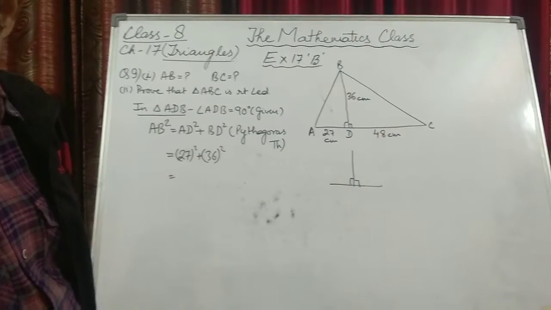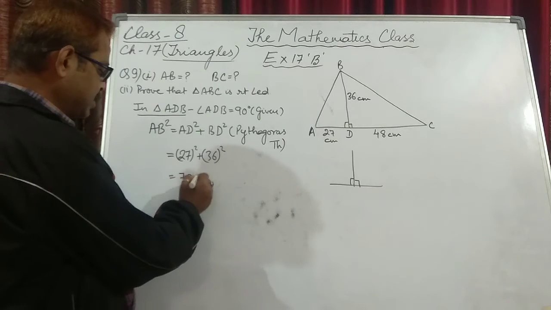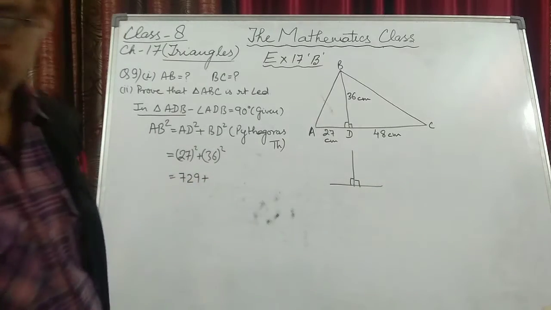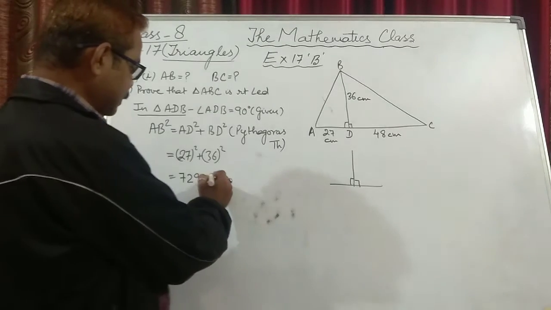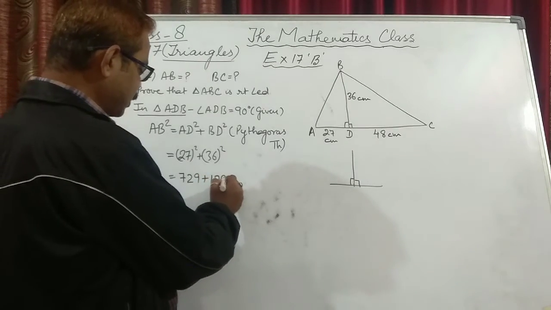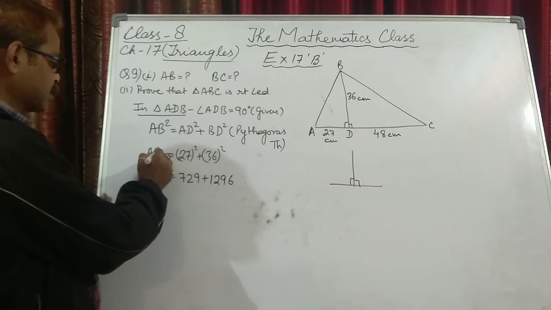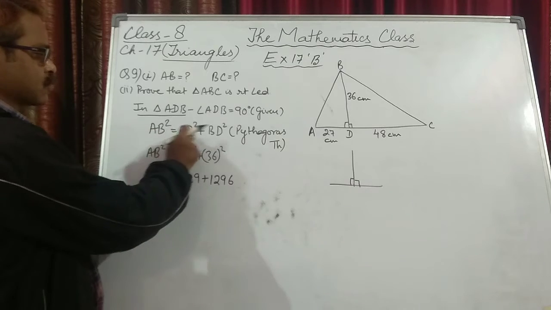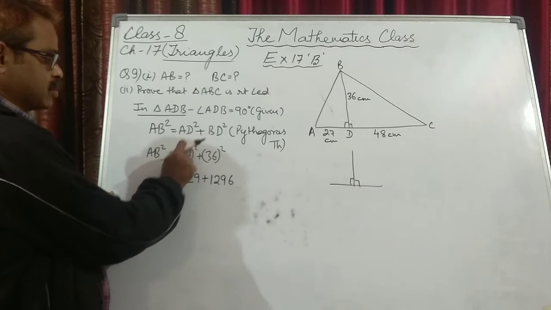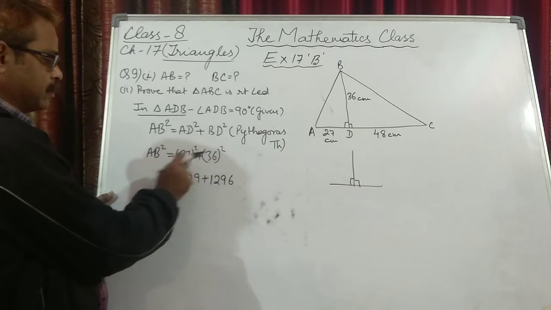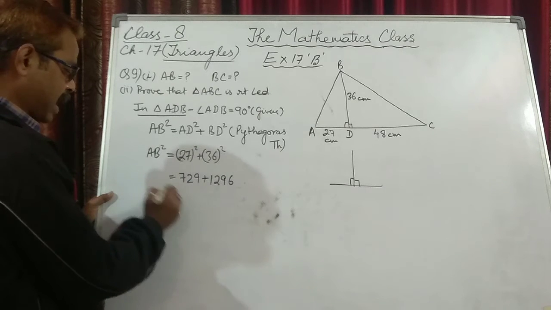So 27 square is, I hope, 729, and then the square of 36 is 1296. This becomes our AB square. AB square is equal to AD square plus BD square. AD was 27 and BD was 36. So we squared them and we added them. 27 square is 729, 36 square is 1296. Now we are going to add them.